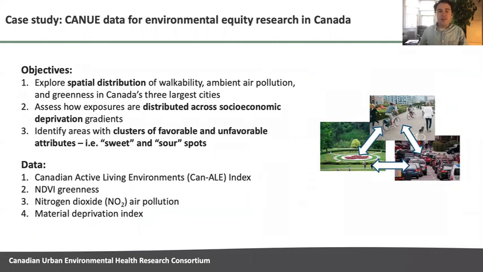So we had 3 specific objectives for our study. Firstly, we wanted to explore the spatial distribution of walkability, NO2 air pollution, and greenness within Canada's 3 largest cities, and how these 3 exposures intersect with each other. Secondly, we wanted to assess how environmental factors are distributed across neighborhood socioeconomic gradients. And lastly, we wanted to identify potentially favorable environments, so postal codes which are characterized by high walkability, high greenness, and low air pollution, what we called sweet spots in the paper, and postal codes characterized by low walkability, low greenness, and high air pollution, what we called sour spots.